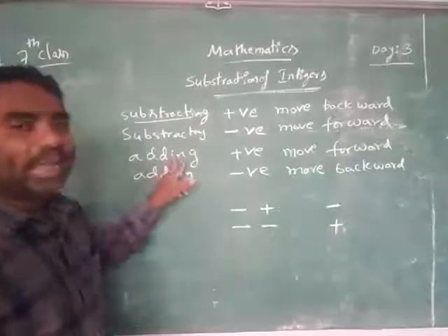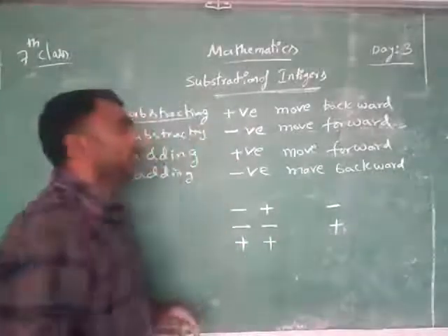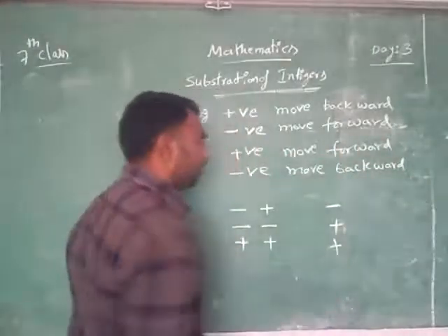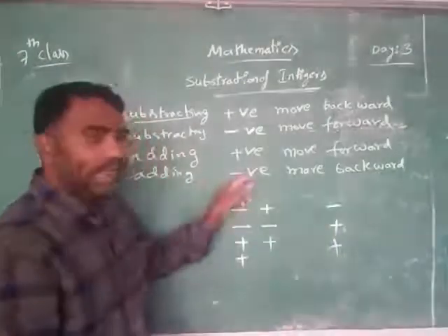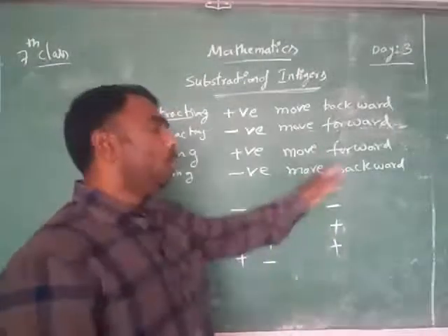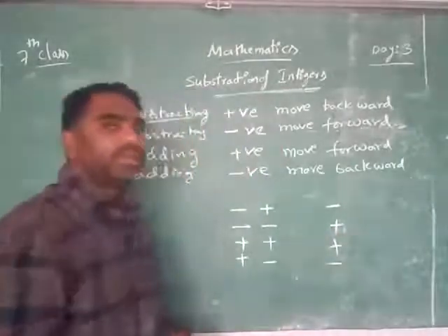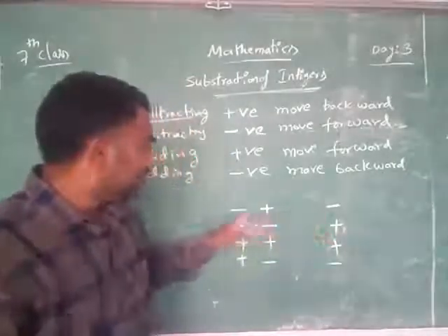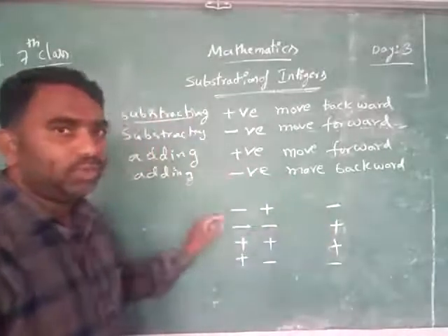Next, adding plus. Positive plus. Move forward. Move forward means what? Plus. Adding negative, minus. Move backward. Backward means minus. So this is the way to write one symbol instead of two symbols.